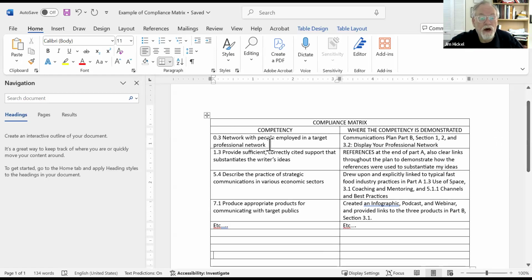So for this example, the competencies were network of people employed in a target professional network. You would tell me that that's in Part B, sections 1, 2, and 3.2, display your professional network. I think that's pretty clear and obvious. Everybody would know that's where I always look for it.